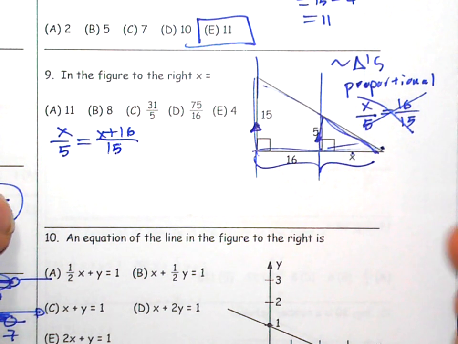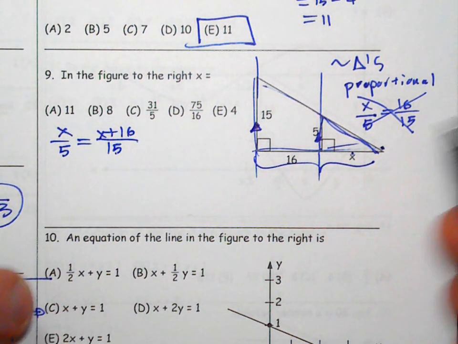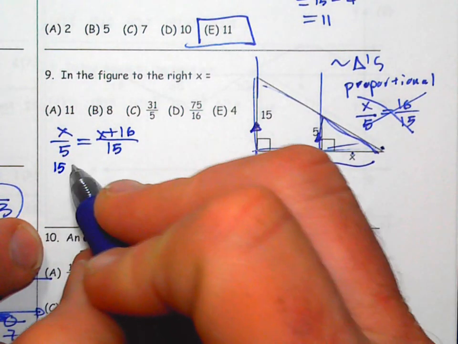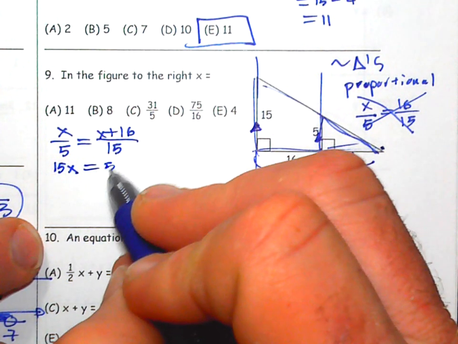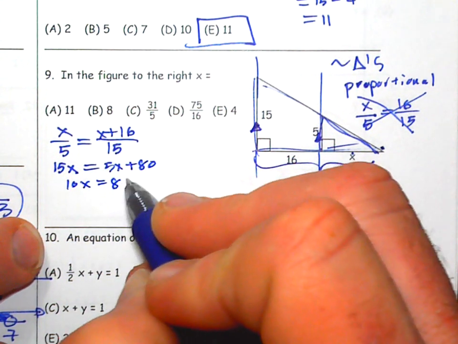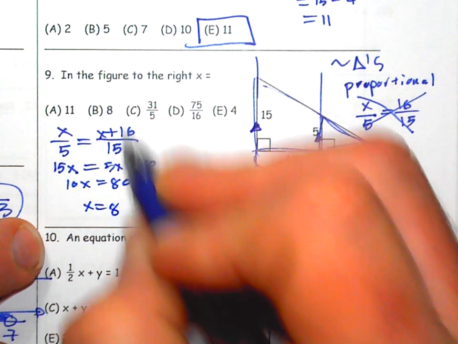So you've got to make sure that you are looking at the sides of the triangles if that's what you're doing. Now we can solve this. 15x equals 5x plus 80. 10x equals 80. x equals 8.